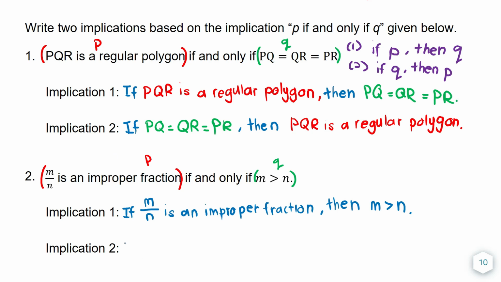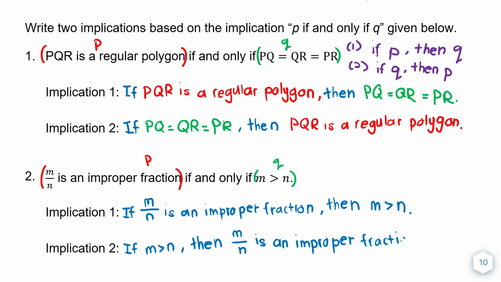For implication 2: if m is higher than n, then m over n is an improper fraction. Okay, correct. If m higher than n, then m over n is an improper fraction. Okay, this is the final answer for question number 2.